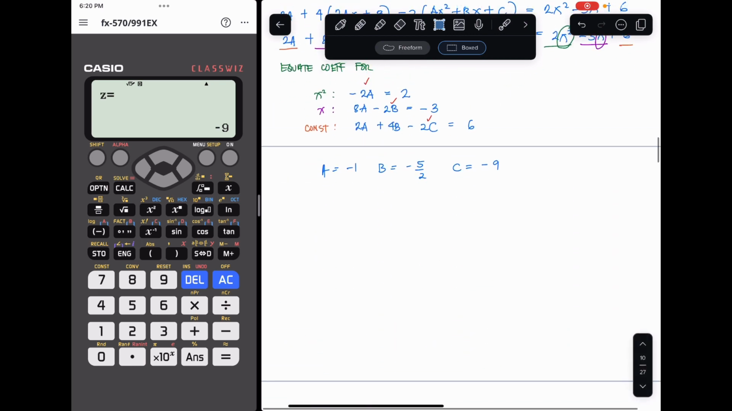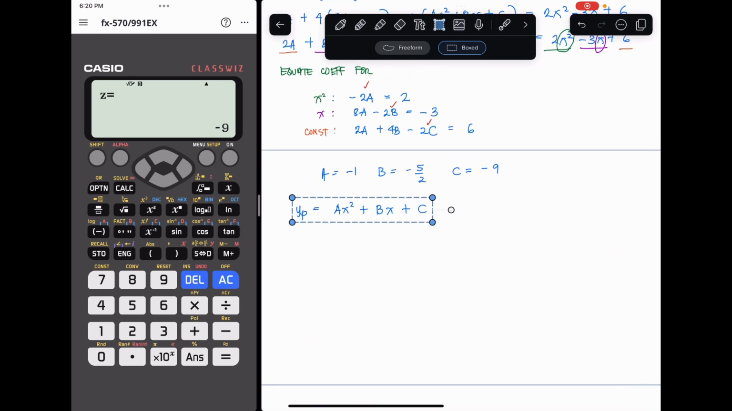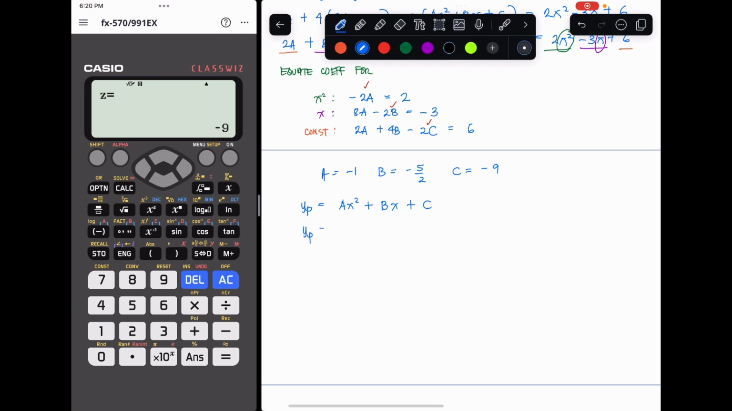Our particular solution is ax squared plus bx plus c. So therefore, yp will be negative x squared, b is negative 5 over 2x, and then c is negative 9. So that makes our particular solution. But then for our general solution, it's the linear combination of our yc plus yp.